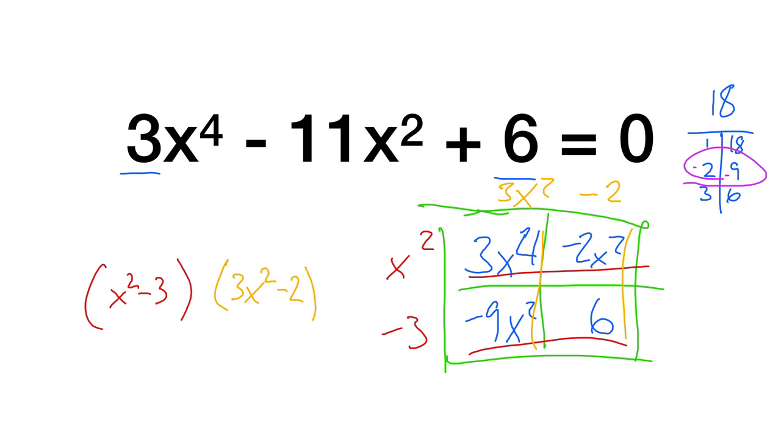So my zeros for x squared minus 3 are plus or minus the square root of 3. For 3x squared minus 2, it becomes plus or minus the square root of 2/3.